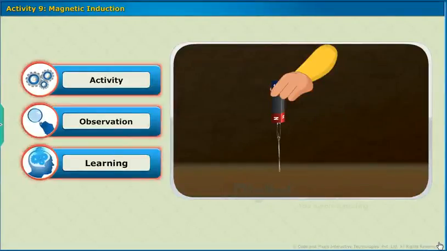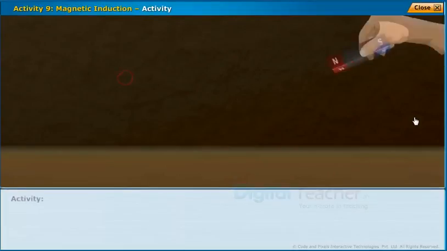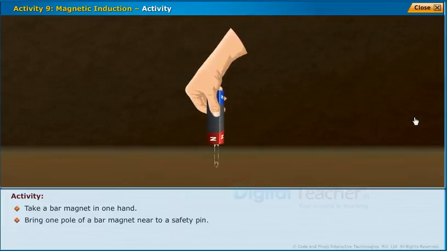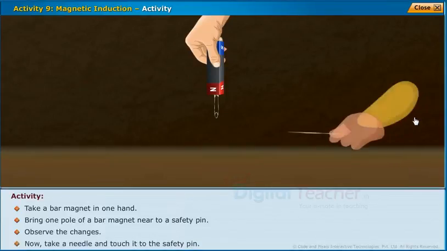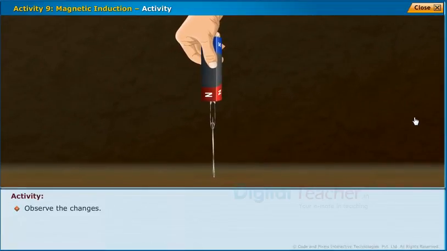Let us do an activity to learn about the magnetic property, that is, magnetic induction. Click each tab to know more. Take a bar magnet in one hand. Bring one pole of a bar magnet near to a safety pin. Observe the changes. Now, take a needle and touch it to the safety pin. Observe the changes.